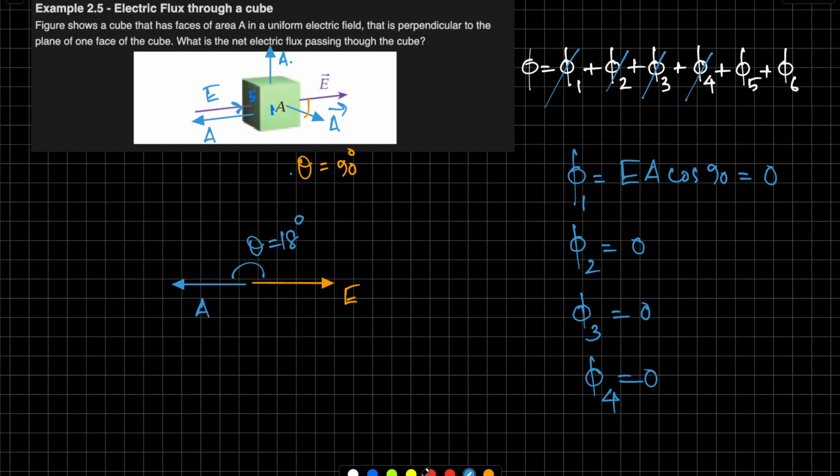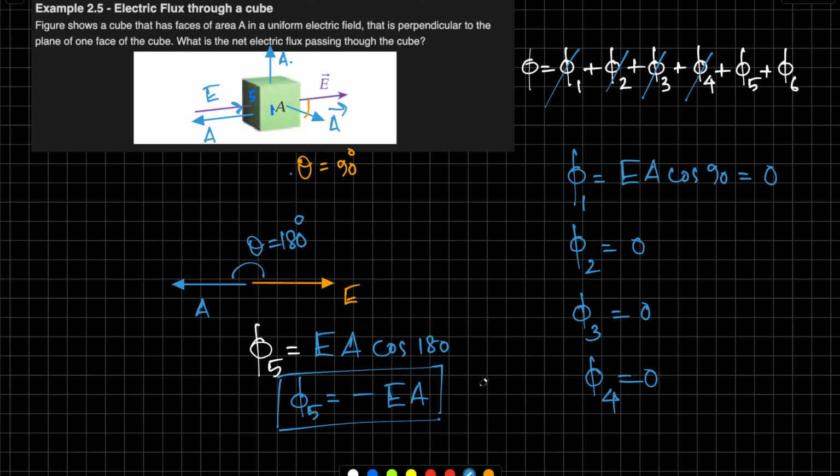So for face 5, theta is 180 degrees. Electric flux will be equal to E times A times cos 180. Cos 180 is minus 1, so it will be minus EA. Minus EA. That is for face number 5.